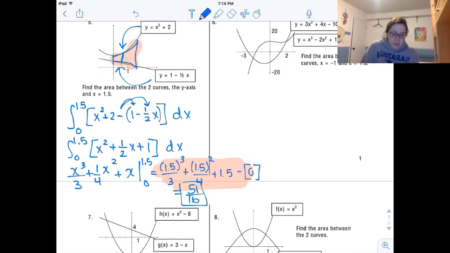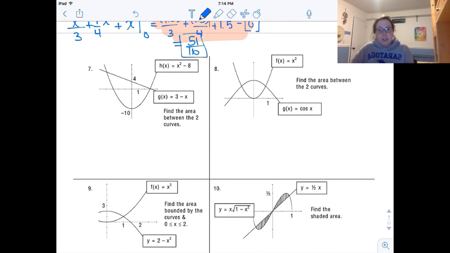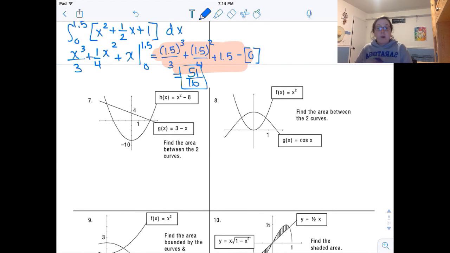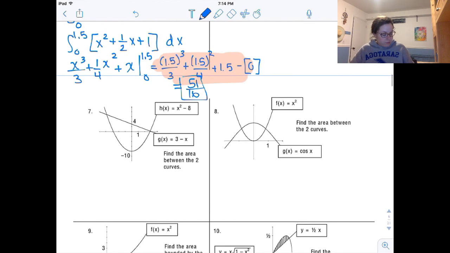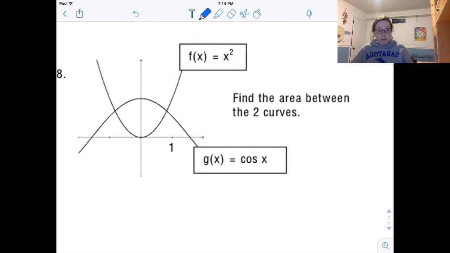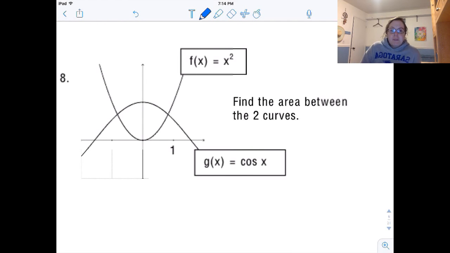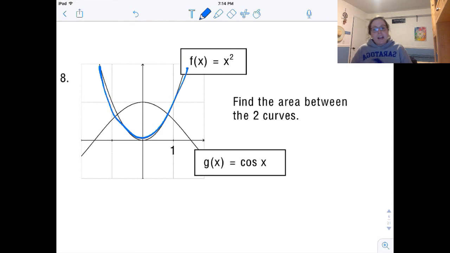Okay, we're going to go to the next page on this if you're working along with me, and if you're doing this on your own, then we're just going to another problem. All right, so I want the area between these two curves. I would not ask you to do this one without a calculator, because look at my two curves. I have f of x is x squared. That's my lower function, right? That's this. And I have g of x equals cos x, which is this.